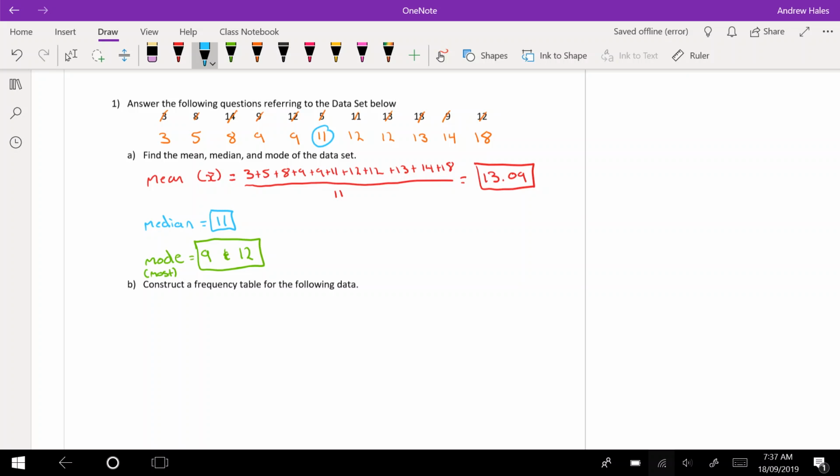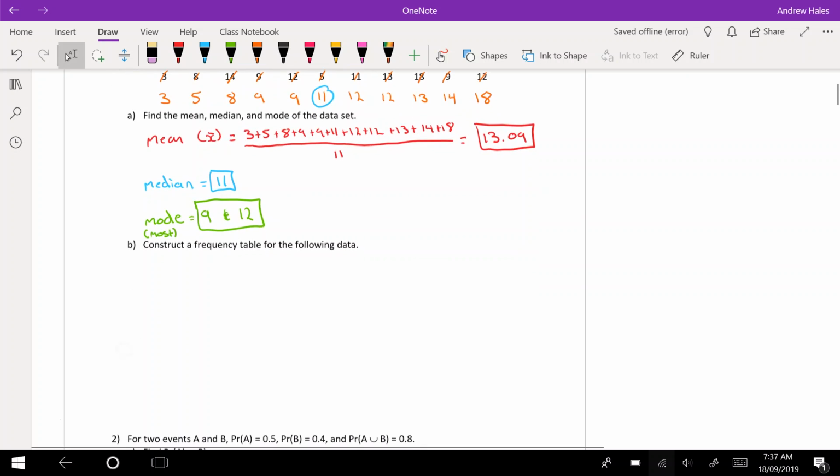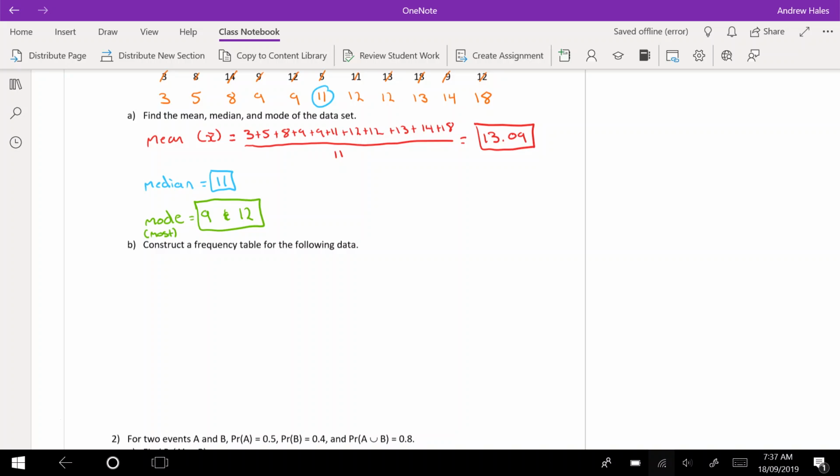Construct a frequency table for the following data. Alright, now it doesn't really matter what way your data is in intervals. You could do it in 5s, you could do it in 10s. Okay, I'm just going to do 5s for this one. So we've got an interval, we've got a frequency, and then we have the percentage. Remember, your frequency tables will always have that percentage.